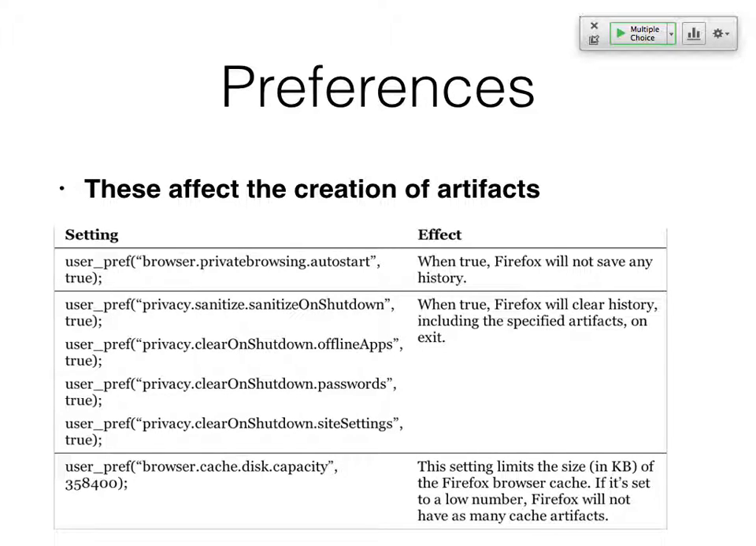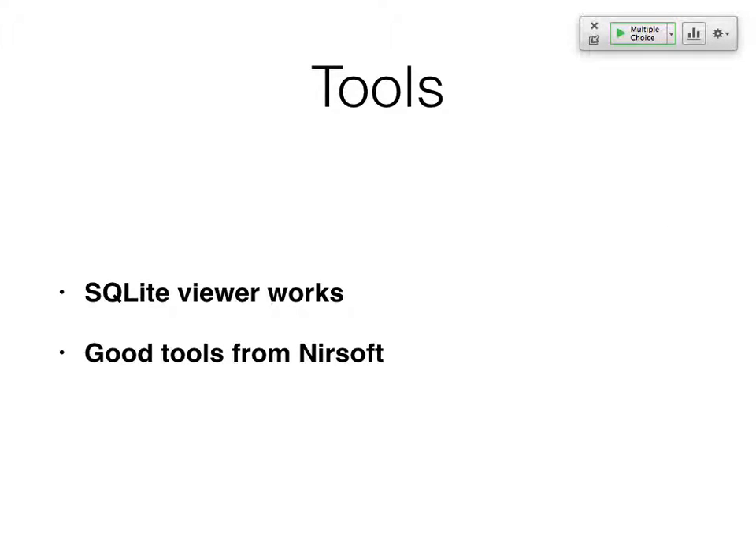Then you can adjust which artifacts will be saved. Here you can stop it from saving history, you can tell it to clear on exit, and you can tell it to clear, I think, the cache, or limit the size of the cache, so it will clear more often. But these things have default settings and save quite a lot by default.